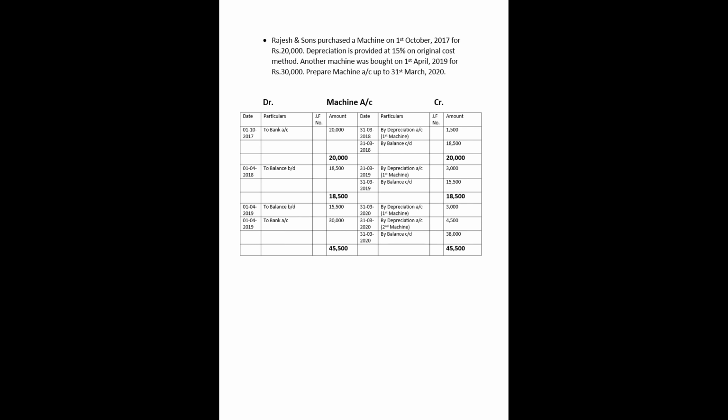Now we have purchased the second machinery, that is on 1st April 2019 for rupees 30,000. That amount needs to be mentioned on debit side as to bank account 30,000. Calculate the depreciation for the first machine and second machine and balance both debit and credit. Will get balance carried on amount. 38,000 will be your answer for this problem.